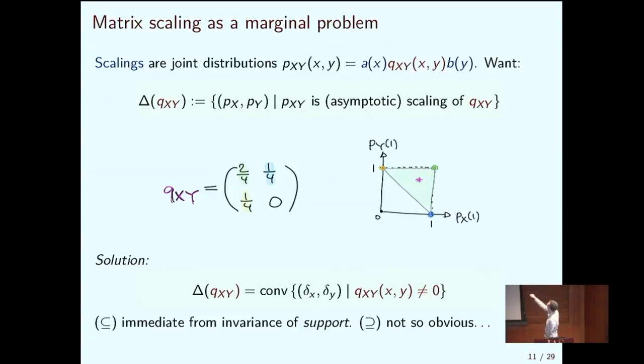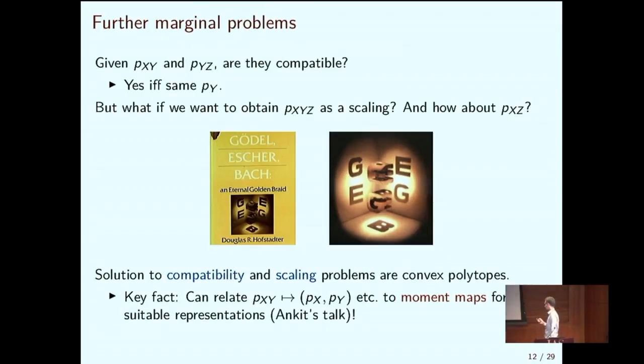And also these scalings never increase the support of the distribution. If this q is 0 at some xy, then we can never make it non-zero. So the support is a good invariant object for our group action, and hence the answer, okay. And now we can make our life more complicated. We can ask more complicated marginal problems.